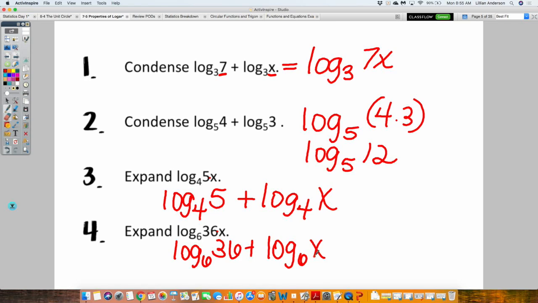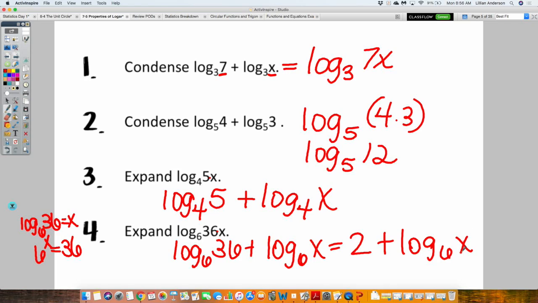2. Remember, how do I write a log in exponential form? 6 to the x equals. So you're asking 6 to what power gives you 36, and that is 2. So this actually becomes 2 plus log base 6 of x. Okay? So if you can't go further, you go further. This is more likely to be used when we get to solving, which we'll do on Wednesday. All right? Questions?